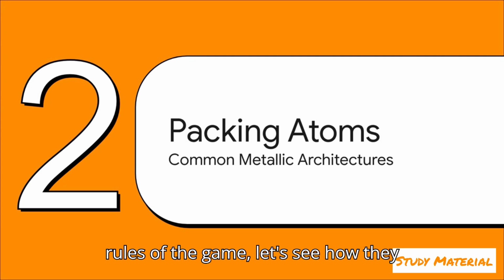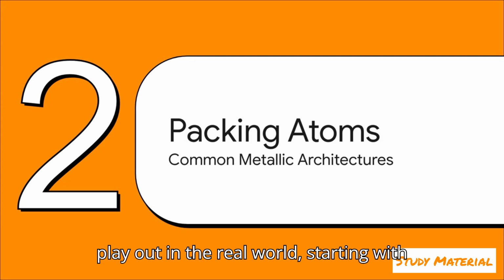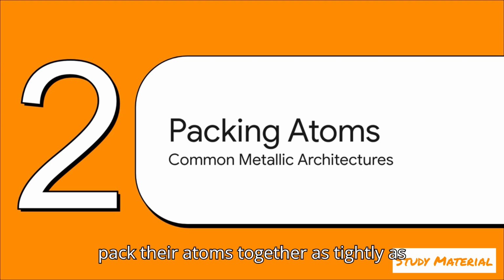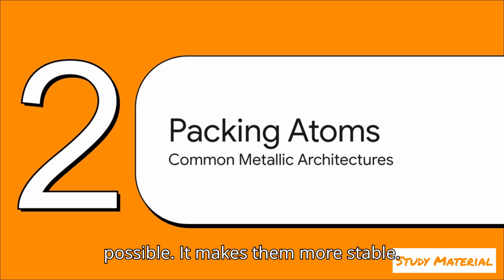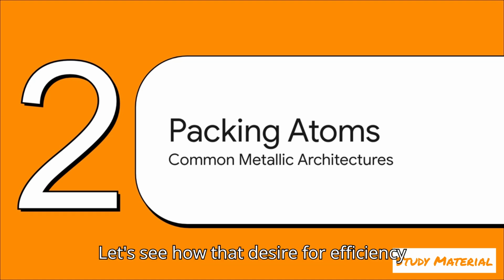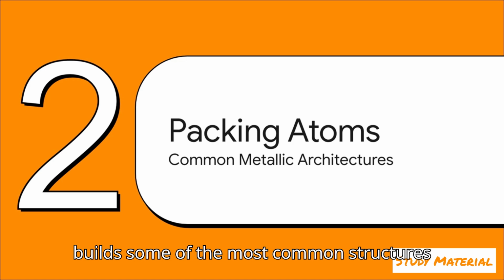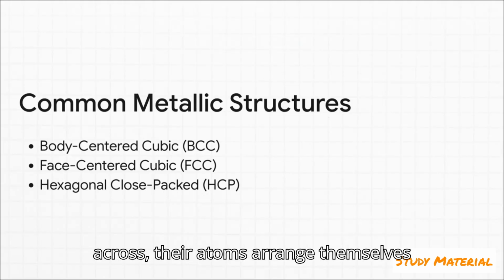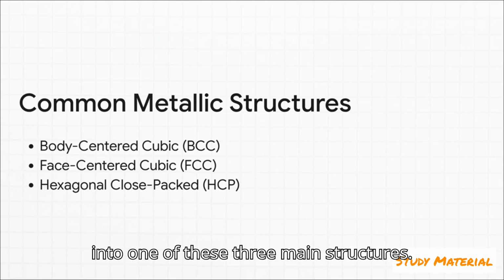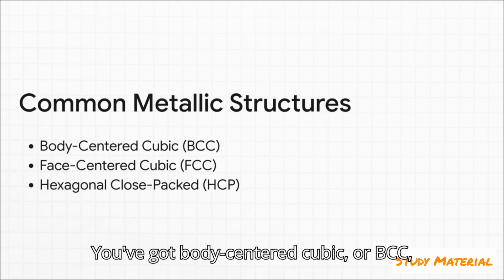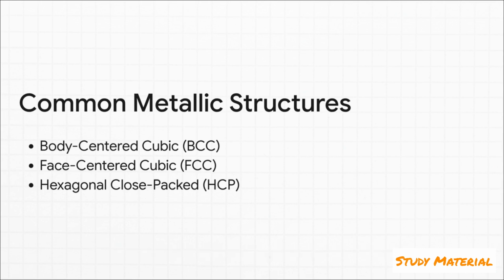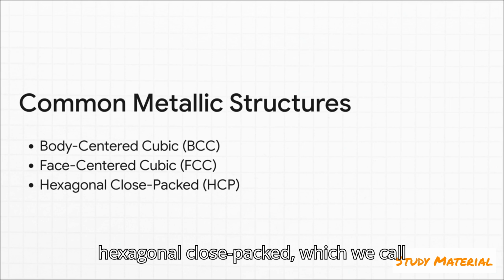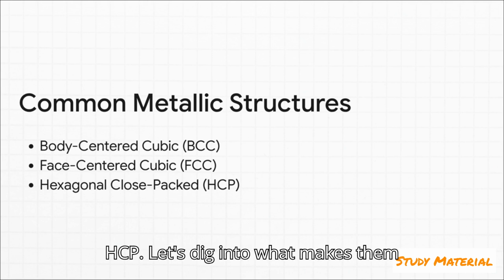Okay. Now that we have the rules of the game, let's see how they play out in the real world, starting with metals. You see, metals really like to pack their atoms together as tightly as possible. It makes them more stable. Let's see how that desire for efficiency builds some of the most common structures in all of engineering. For most of the metals you'll ever come across, their atoms arrange themselves into one of these three main structures. You've got body-centered cubic, or BCC, face-centered cubic, or FCC, and hexagonal close-packed, which we call HCP. Let's dig into what makes them different.